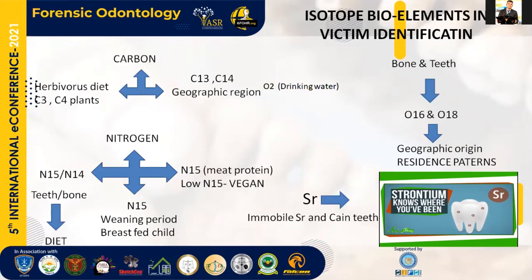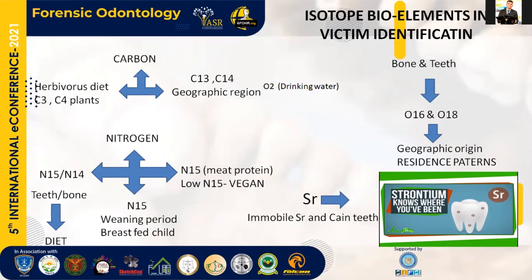Especially if you see N15, that is a structural protein. It's in bone and collagen. It reflects the relative level of meat protein in our diet. So a decrease in the N15 values based on the stable isotopic analysis of teeth, which is taken from a victim's body, categorizes that particular individual more to be a primary consumer, more like a vegan.